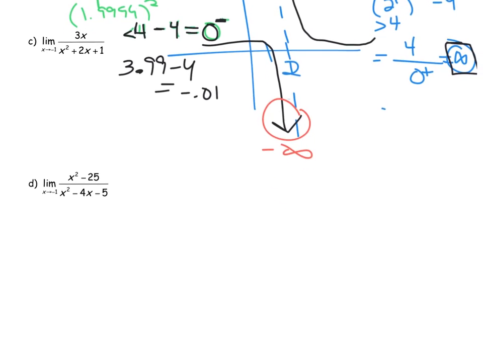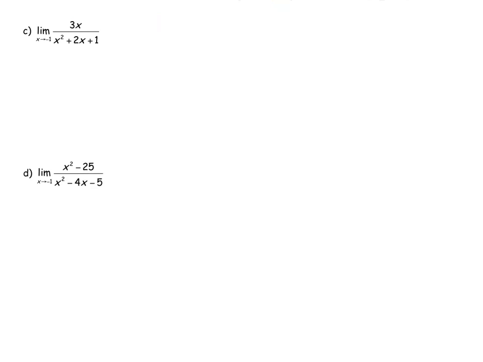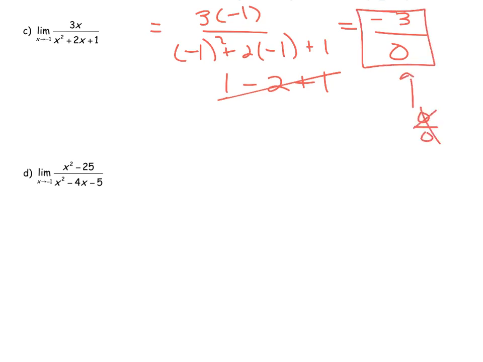Okay. So I'm going to erase what I got here and let's take a look at letter C. All right, so for letter C, I'm going to plug in with that direct substitution here. So I'll have 3 times negative 1 all over negative 1 squared plus 2 times negative 1 plus 1. I'll end up getting negative 3 over, this is 1 minus 2 plus 1, and that's 0. Again, notice this is not indeterminate form. This is not 0 over 0.